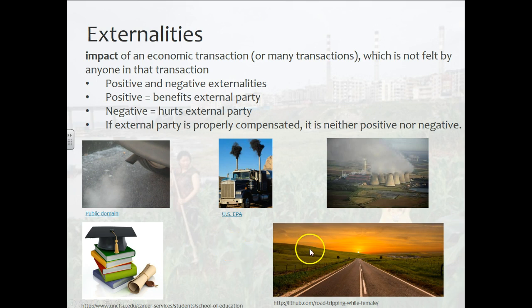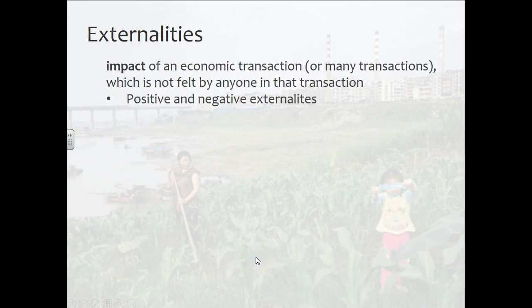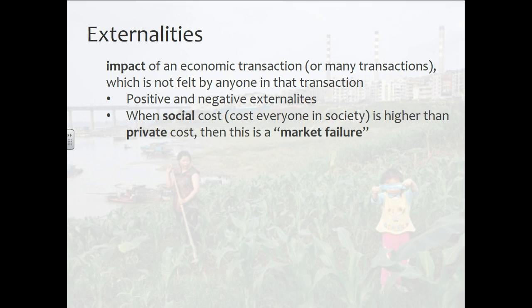Okay, so again, to reiterate, the externality is an impact of a transaction that's not felt by anyone in that transaction. Okay, so we've gone over positive and negative externalities. So the social cost, if you think about the pollution example, is the sum of all the costs to everyone in society. So the cost to you and the cost to anyone that was impacted by it, okay?